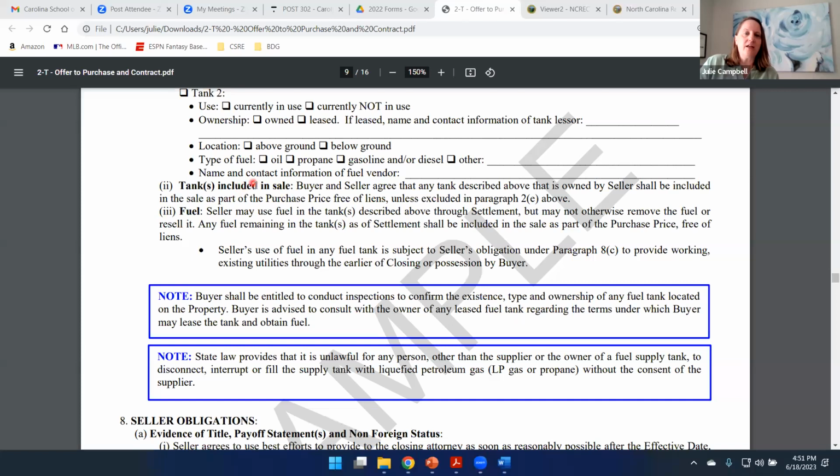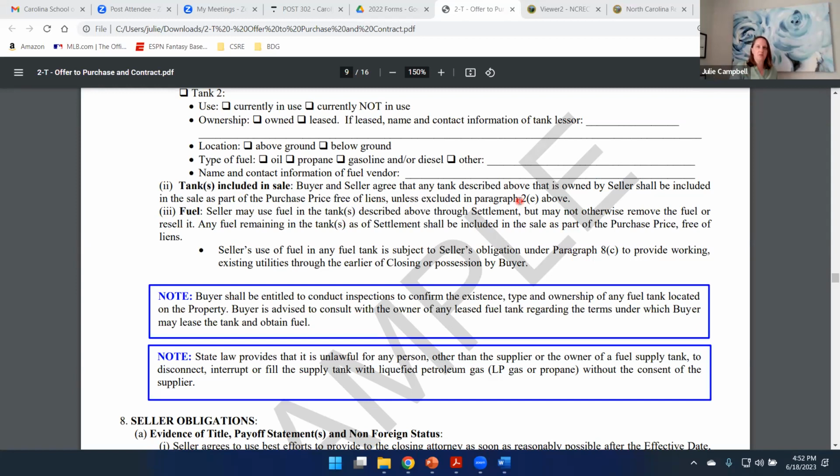Tanks are included in the sale. Buyer and seller agree that any tank described above that is owned by seller shall be included in the sale as part of the purchase price, free of liens, unless excluded in paragraph 2E above. That was our fixture exclusions. So if we need to exclude anything about the fuel tank, we'll list that above.